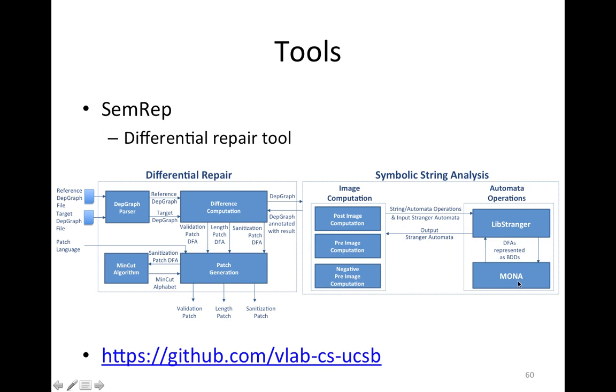We use Mona. We did not develop Mona. We use Mona for BDD representation of automata, for symbolic representation of automata. This is the symbolic string analysis component of the SimRep. This is available alone. You can use it. These are implemented in C++.